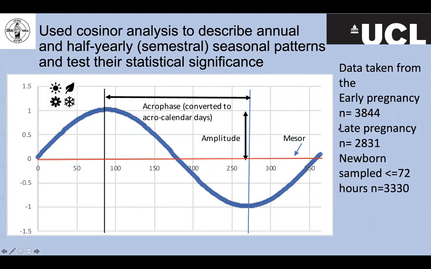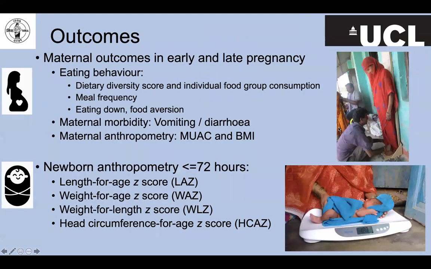And you can see here we had a large sample size. So our outcomes, which we measured in early and late pregnancy, included aspects of eating behavior. So that was the dietary diversity score, the individual food group consumption, the number of eating occasions per day that the pregnant woman had, whether or not she ate down, which meant that she ate less than she would normally eat during pregnancy, whether she had food aversion, and also some aspects of morbidity, vomiting and diarrhea, and her relative thinness, her BMI and her mid-upper arm circumference.